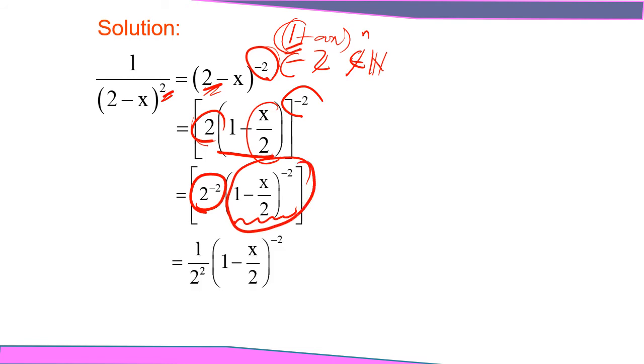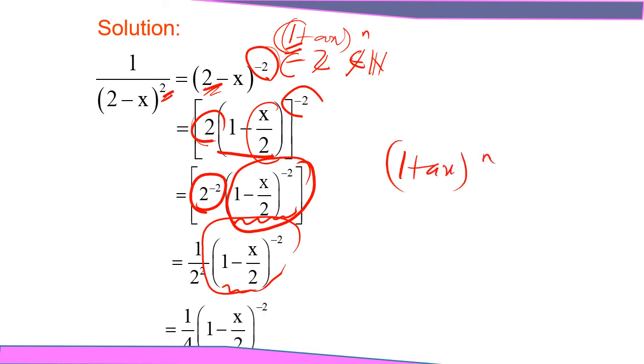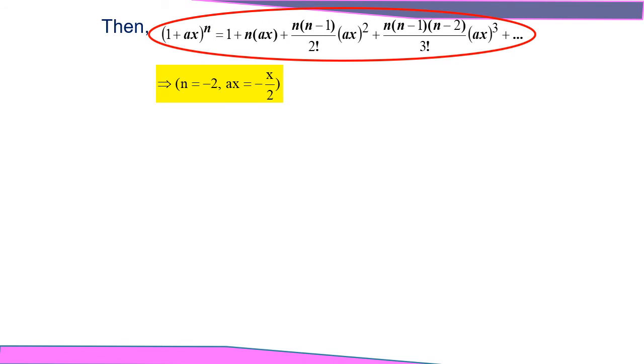Okay, so how to solve for the one in the bracket with power of negative 2? We can apply the formula, which is the 1 plus ax to the power of n formula. So we have 1 over 4 multiplied with 1 minus x over 2, to the power of negative 2. What is our ax? Negative x over 2. So n equal to negative 2, ax equal to negative x over 2.